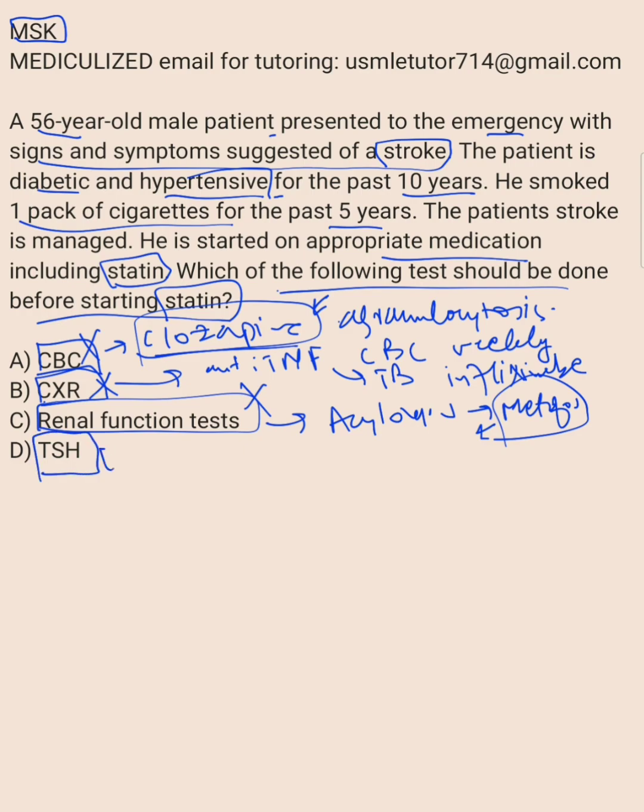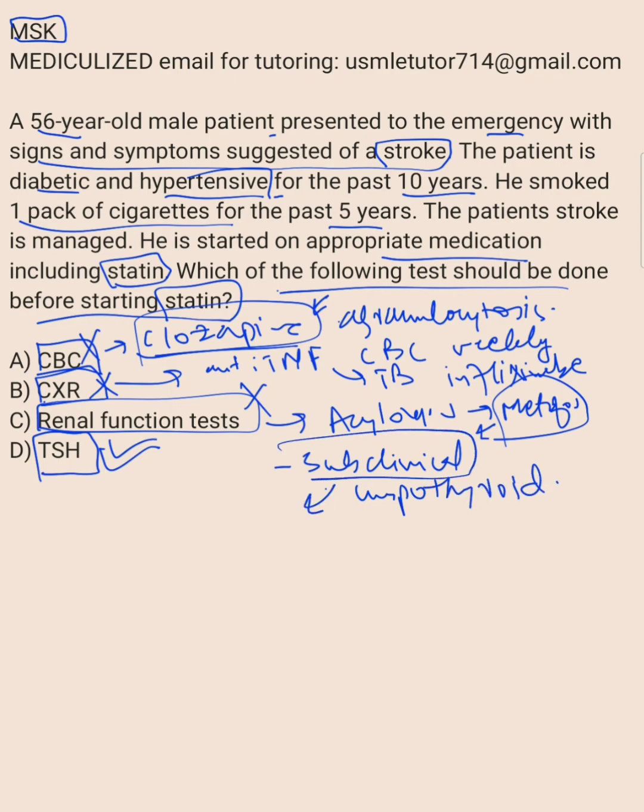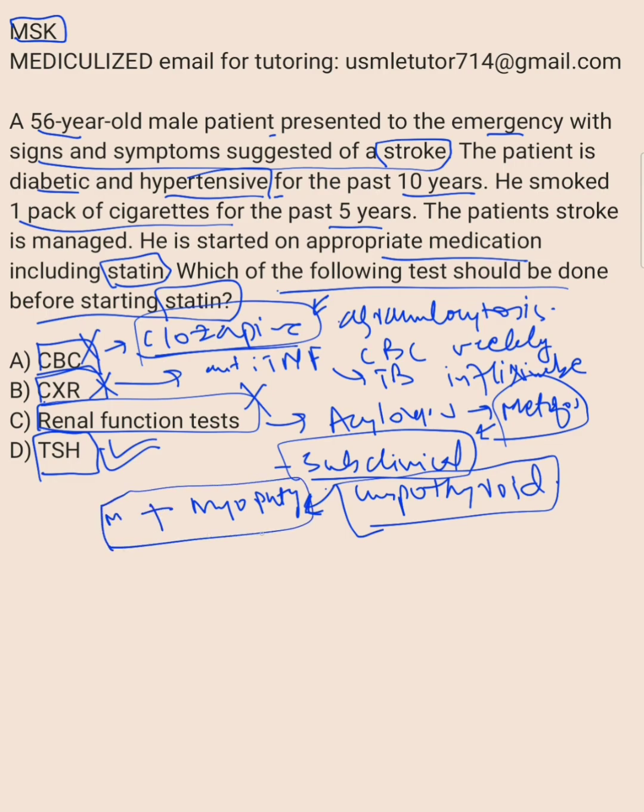So the right answer is TSH. So remember, if the patient is subclinical hypothyroid, which means that the patient does not have symptoms of hypothyroidism but is hypothyroid based on tests, these patients, because hypothyroidism also causes myopathy and statin also causes myopathy, this can add up and lead to statin myopathy. So these patients have increased risk of statin myopathy. So that's why, to check thyroid status and rule out hypothyroidism, you should do TSH.